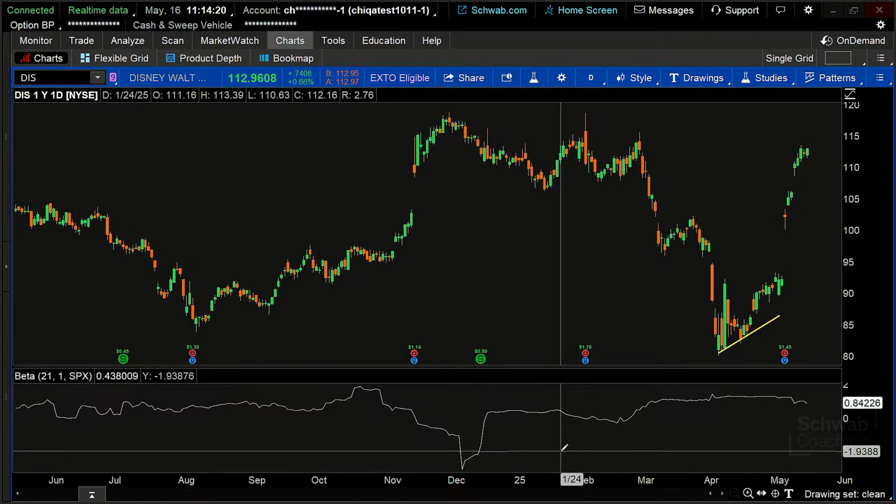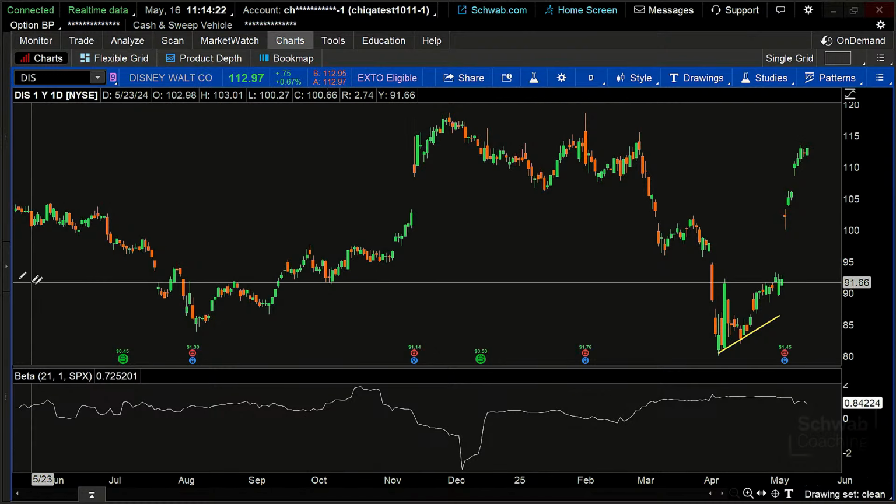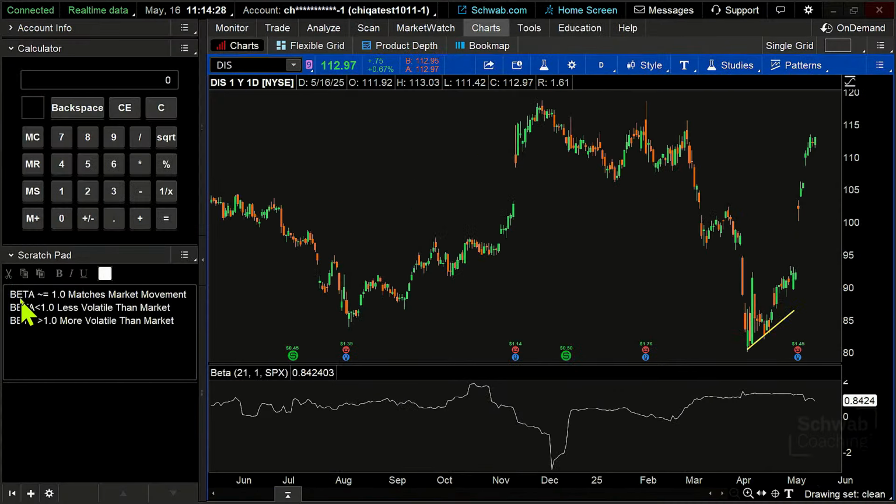So I want to explain it this particular way. I'm going to open up my left sidebar because I typed this in just a few minutes ago as we were talking about this. A stock or an instrument with a beta that is approximately equal to 1 matches the movement of the market.